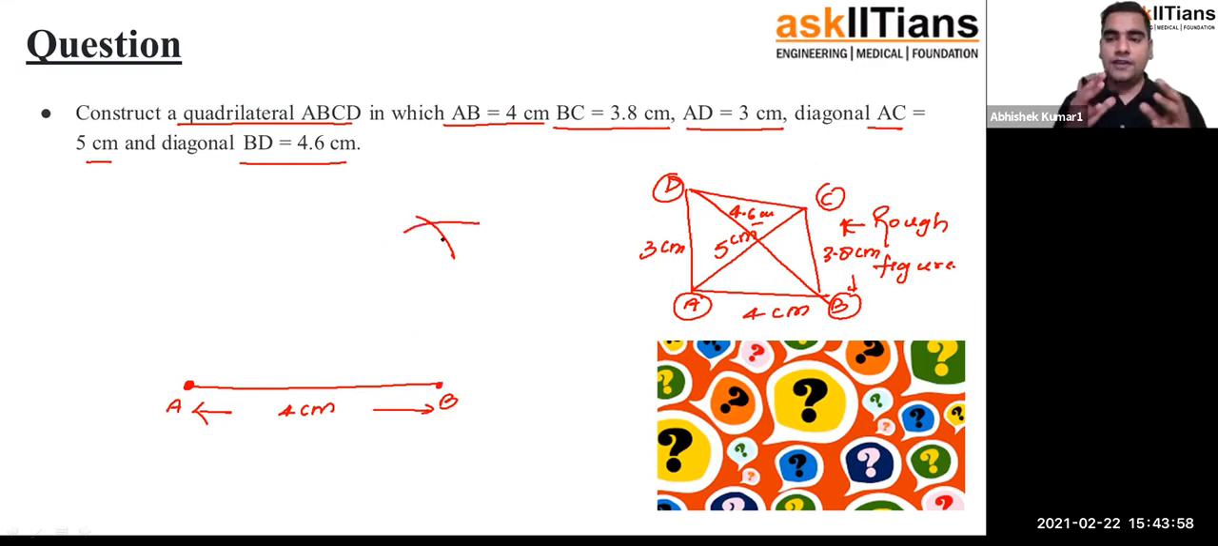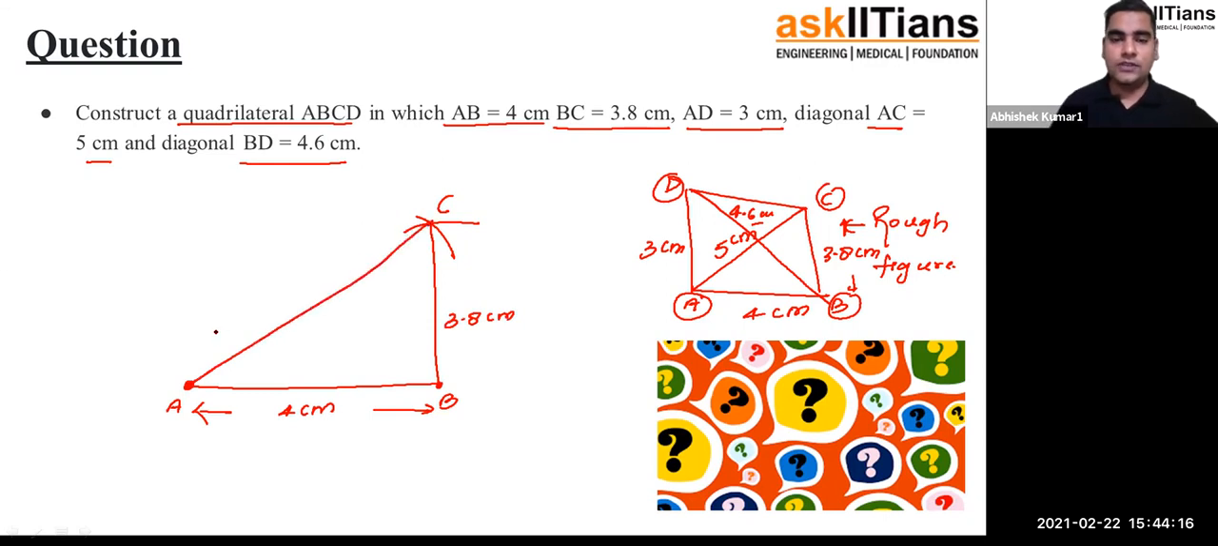And you will observe that these two arcs are going to cut each other at one point. You are going to give the name to that point as C. After that, you can join C to B. So this BC is going to be equal to 3.8 centimeter. You can join A to C. So this AC is going to be equal to 5 centimeter. So you can observe here the formation of one of the triangles has taken place.